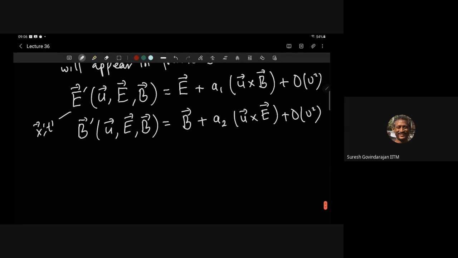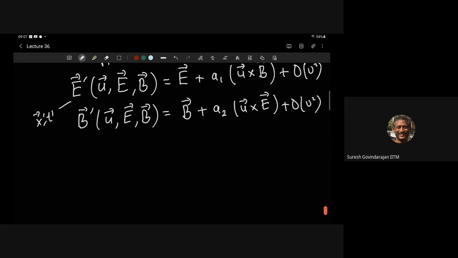Okay, is this statement clear to everybody? Yes, sir. Okay, and these A1, A2 cannot be functions of x and t or anything. They are just some constants, some numbers. All the x and t dependence and x prime, t prime dependence are buried in the functional dependence on E and E prime. So it's a fairly strong statement.